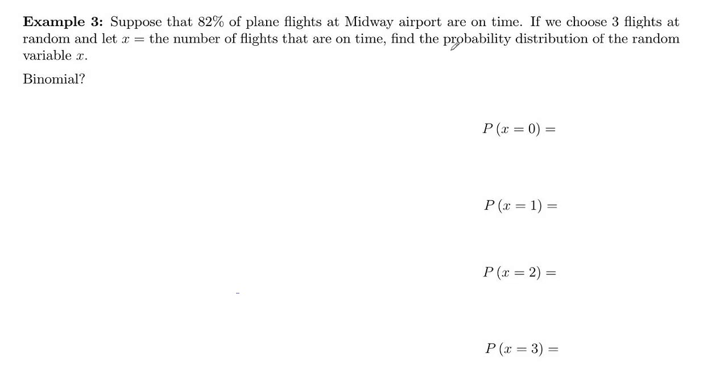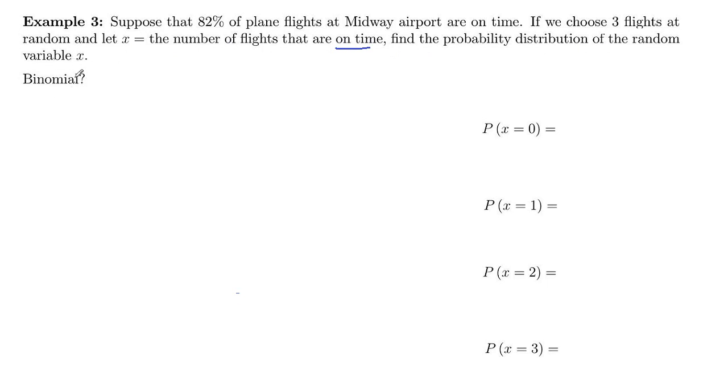So in this example, we want to formulate how we're going to find binomial probabilities. Let's suppose that there's an 82% chance that any random flight at Midway Airport is on time. We're going to choose three flights at random. Let x be the number of flights that are on time. It's going to be our random variable. Find the probability distribution of the random variable x.